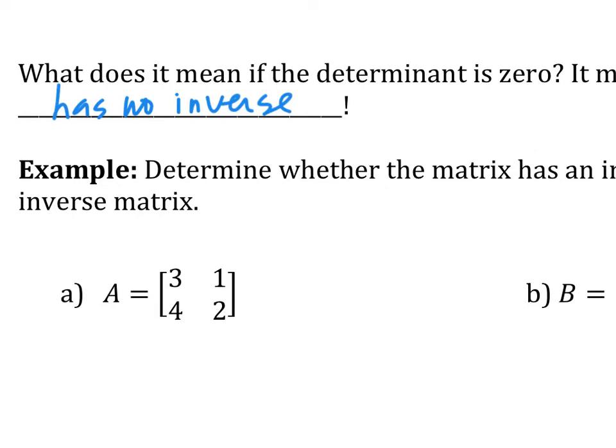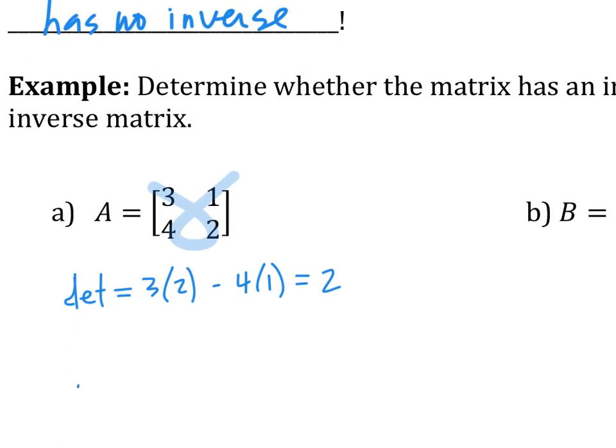Okay, so let's try A. Matrix A is 3, 1, 4, 2. So we want to first check the determinant. Okay, so that's going to be A times D minus C times B. So 3 times 2 minus 4 times 1. So what is that? 2. So is there an inverse? Yes. As long as that number is not 0, there is an inverse.